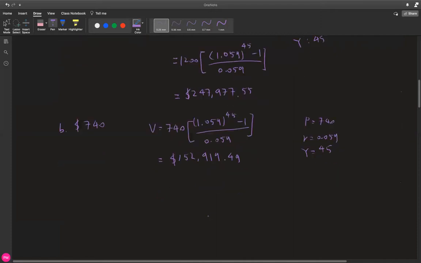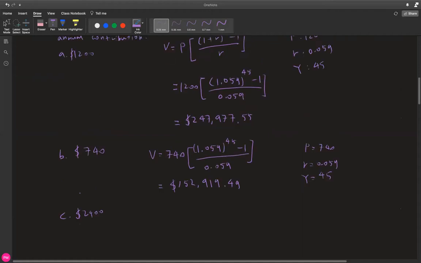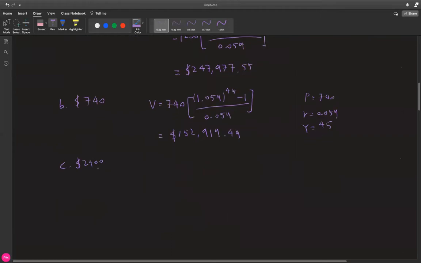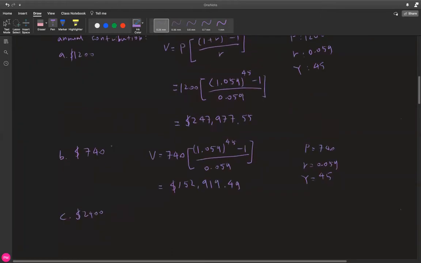Let's look at one more scenario. How about if you invest $2,400 each year? So you can see that comparing to scenario A, which in this case was the $1,200, it's exactly the double. And let's see how the final value turns out.